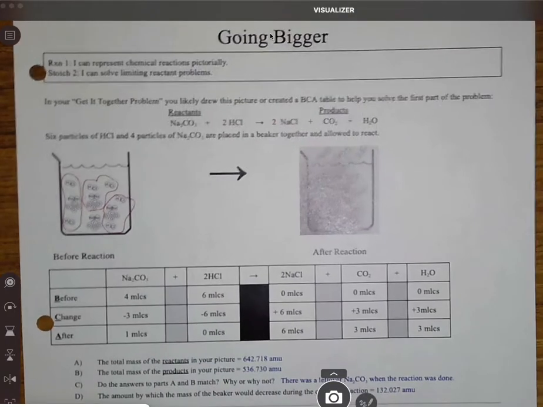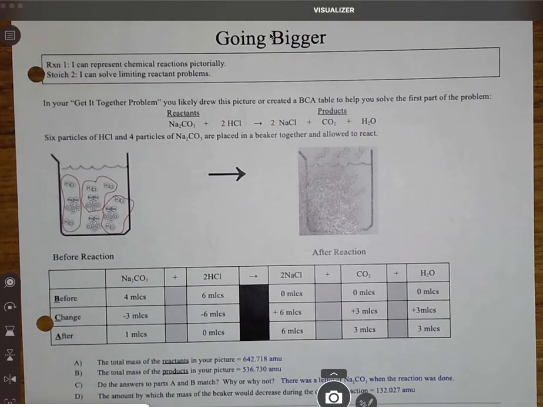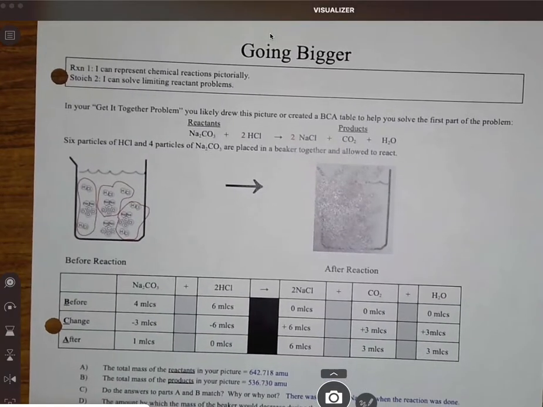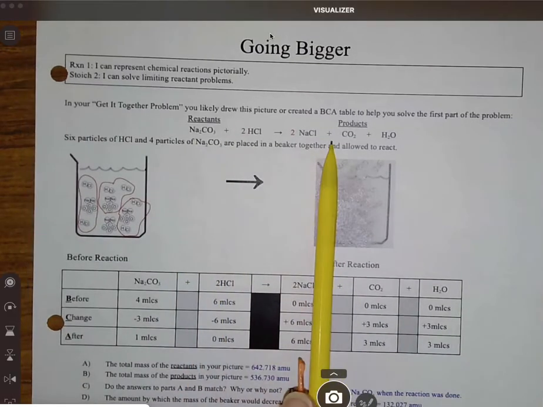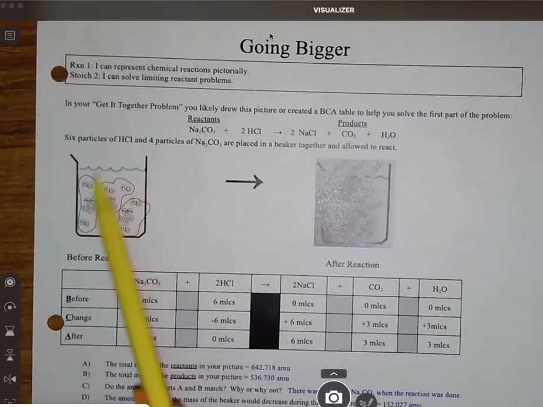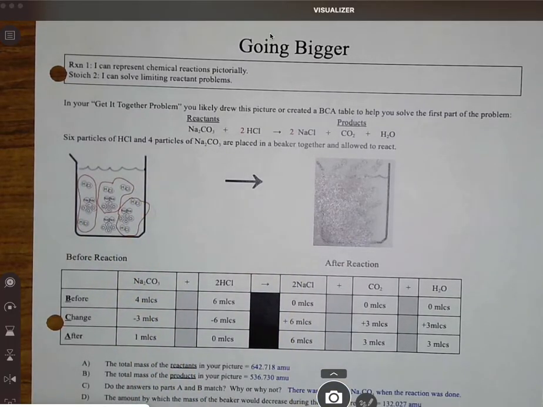Okay, so we are going to start here with kind of an upscale process. And we're going to start with that get it together problem you did in class a couple days ago, where you had to balance the equation. You looked at the picture, you tried to figure out what you can make. I think almost all my groups opted to do this by kind of the lasso picture method, which is fine.